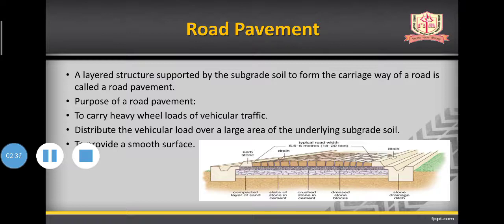The third point is to provide a smooth surface. It means while the vehicle is traveling on our road, we should get a smooth surface. We should not get any deflection or any pothole or any defects on the road, so that it can be problematic for traveling purpose. So our road should be smooth for traveling purpose.